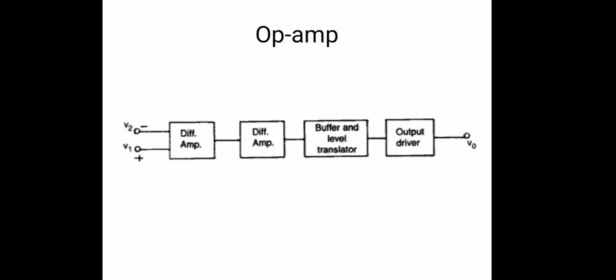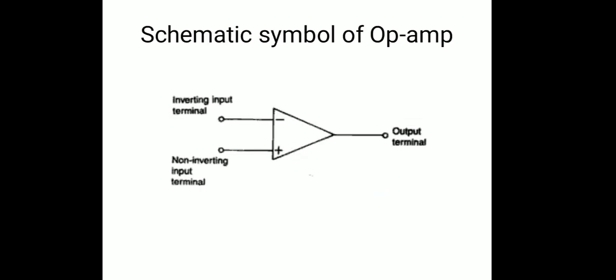This is the block diagram for operational amplifier, and I hope we can clearly see that two inputs are there, V1 and V2, with the differential amplifier stages plus the buffer and the level translator and the output driver. So my crux is that the differential amplifier is the key component of an operational amplifier. So that we have discussed in the previous slides. This is the schematic symbol of the operational amplifier. We are having two inputs available, like inverting and non-inverting terminals, and an output terminal plus our power supplies.